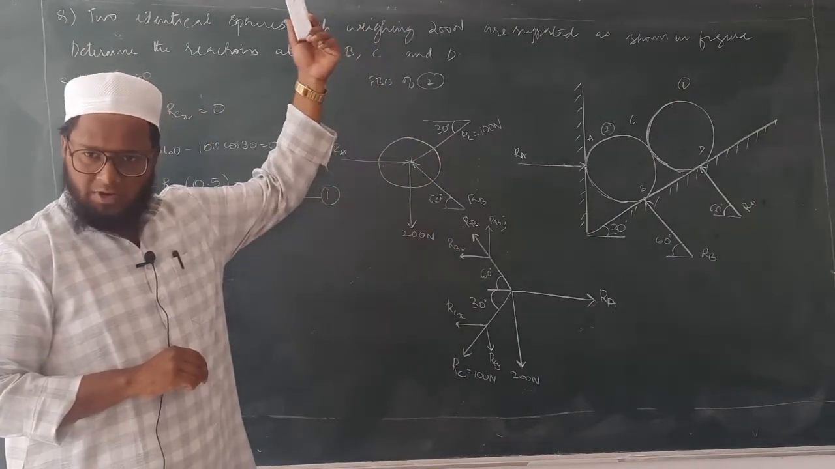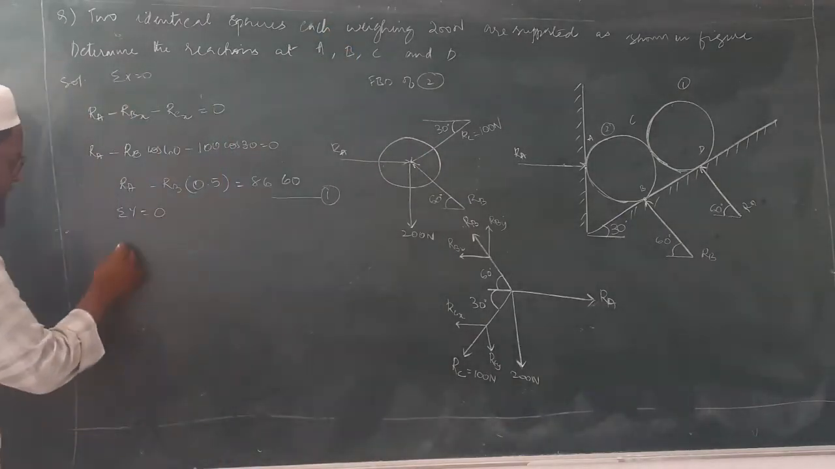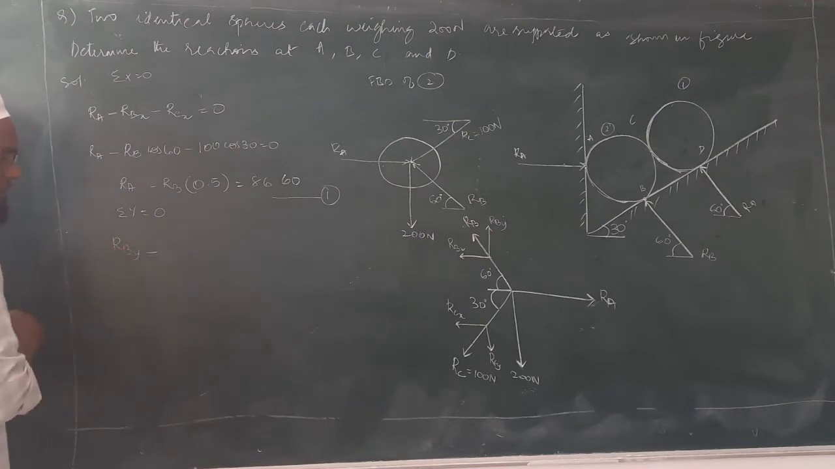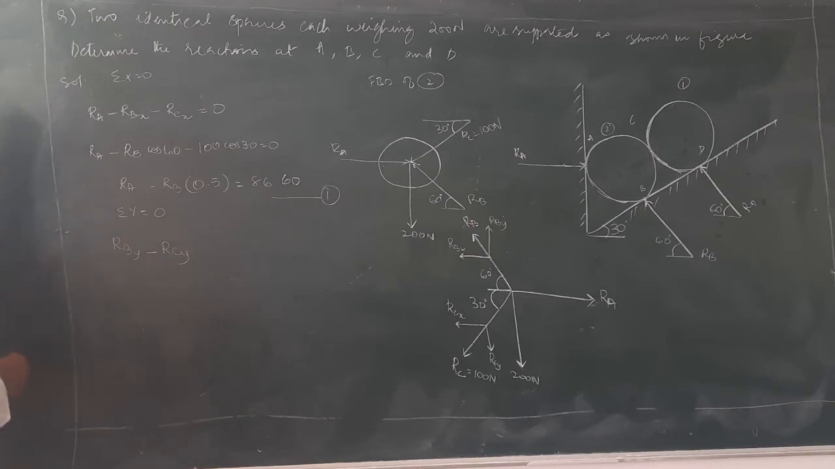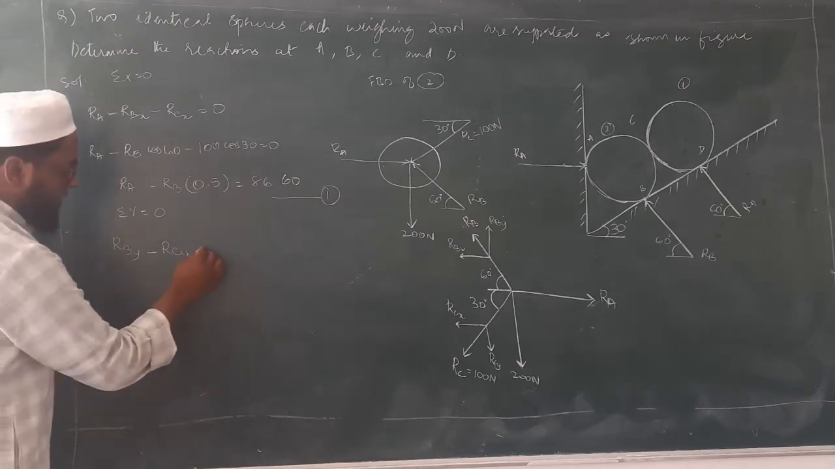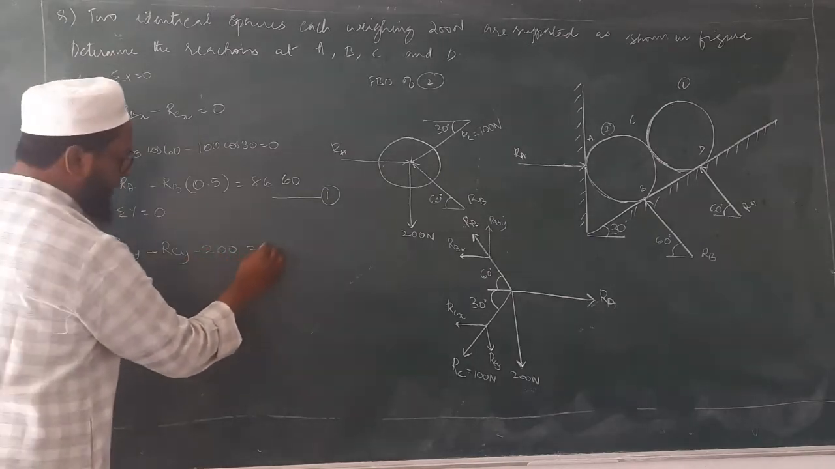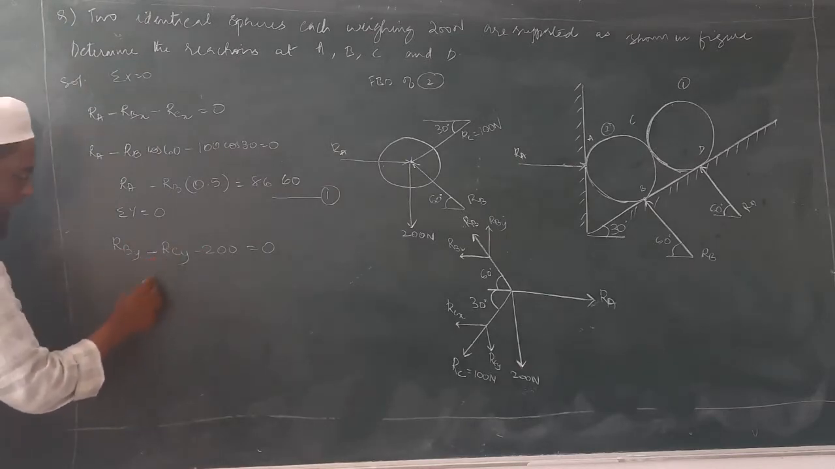RBY is going in upward direction and RCY is going in downward direction. So the forces which are going in upward direction will be positive and the forces which are going in downward direction, that is RCY, will be negative. Any other vertical forces? Minus 200. Apart from that, no, right? Equal to 0.